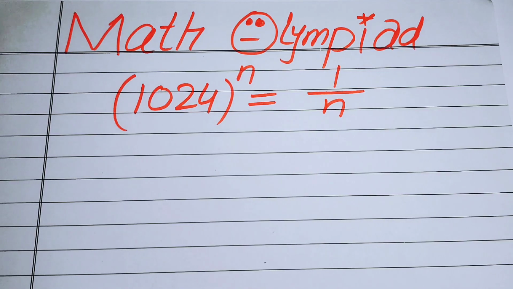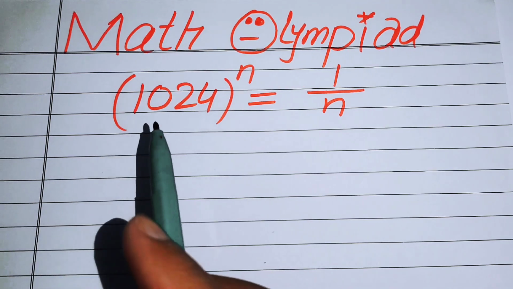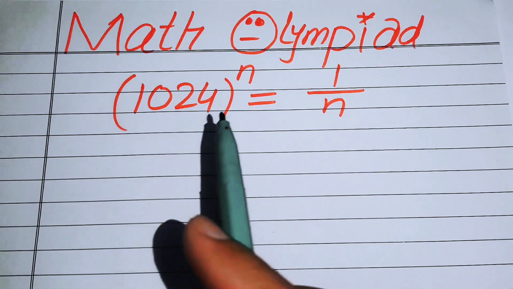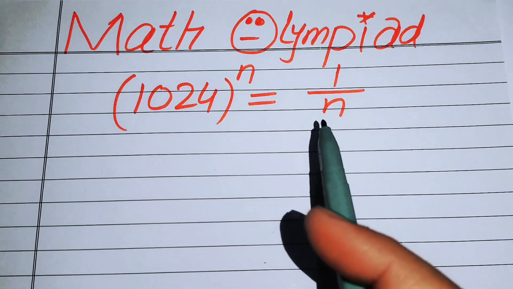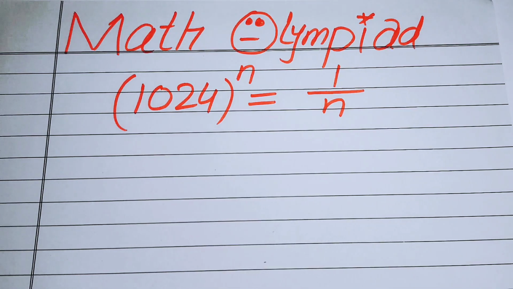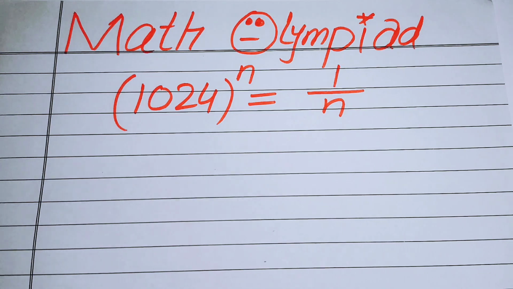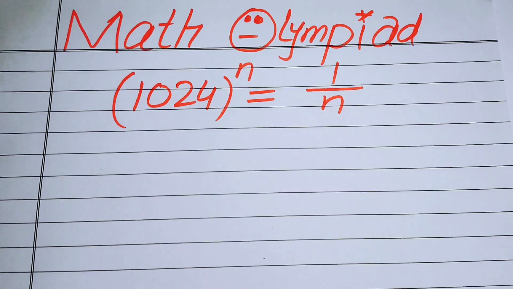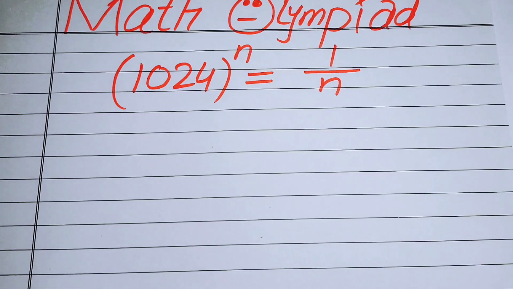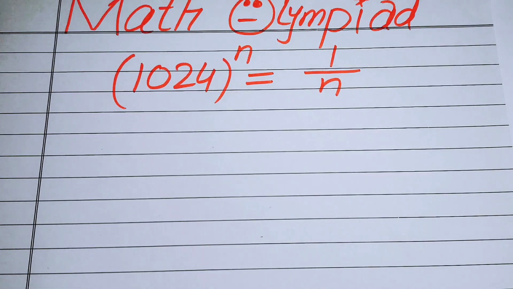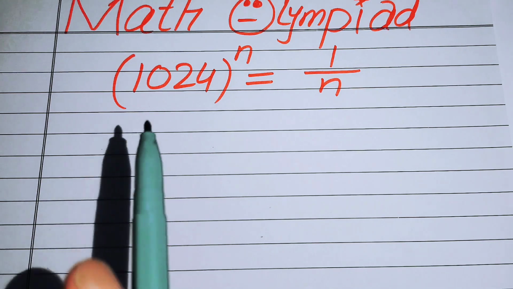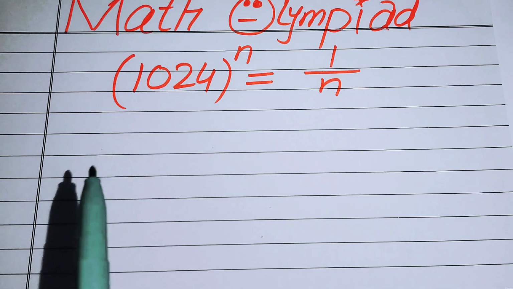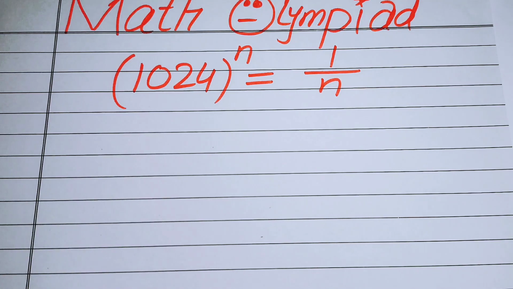In this video we are going to solve this nice algebra problem. Here we have 1024 and its whole power n equals 1 over n, and we will solve this problem for the values of n. So the very first thing we will do is get the prime factors of 1024.